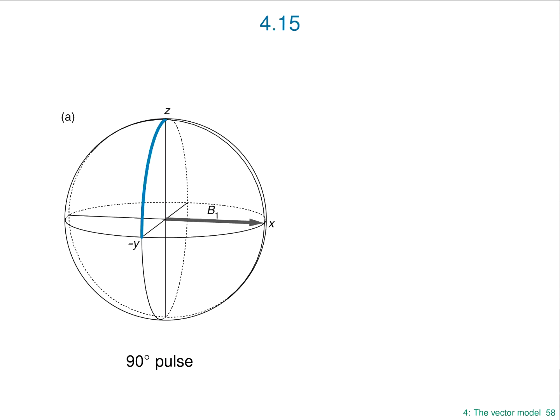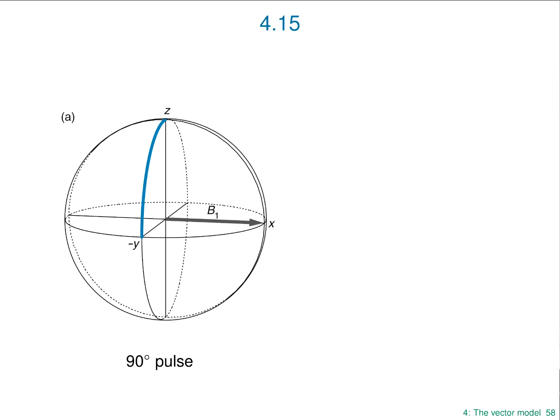So this is a picture of what would happen under those circumstances. So the grey arrow pointing along X is the B1 field. That's the field due to the RF pulse. And we're on resonance, so that's the only field that's present. The magnetization vector starts along plus Z, and then when we apply the field, it rotates in the ZY plane. And the blue line is the path that the tip of that vector would take.